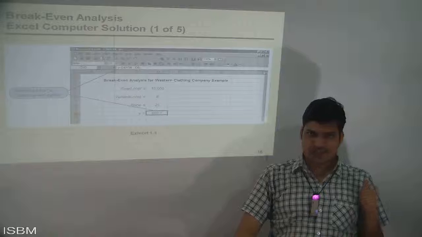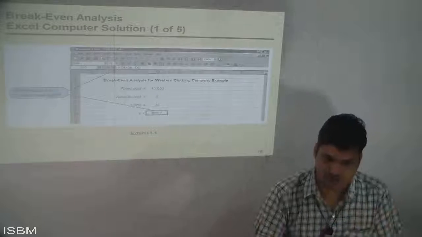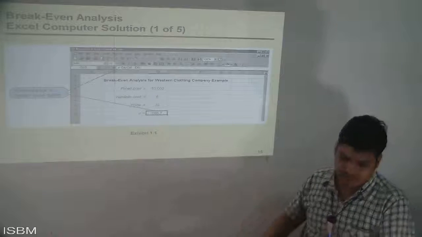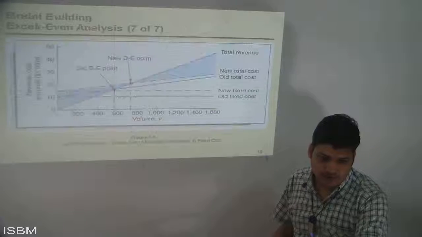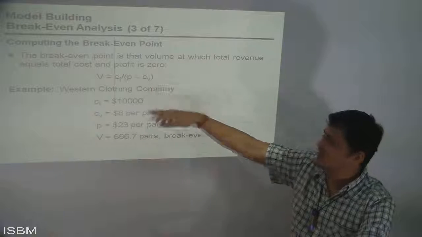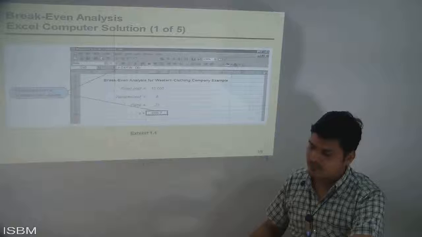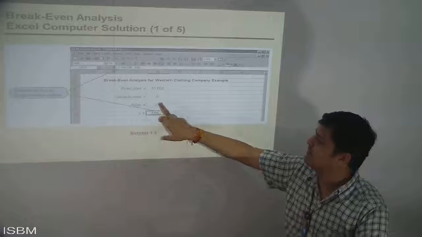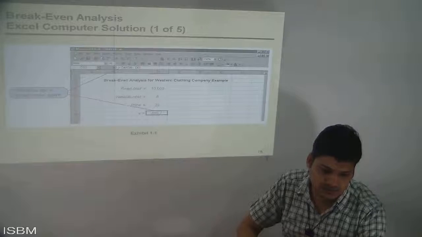I have taught you Excel, how you do these kinds of formulas. You can easily formulate and you will get the value of V. From the formula here we can see that V is equal to CF upon P minus CV. Same thing over here. V is equal to CF upon P minus CV. This is the same.